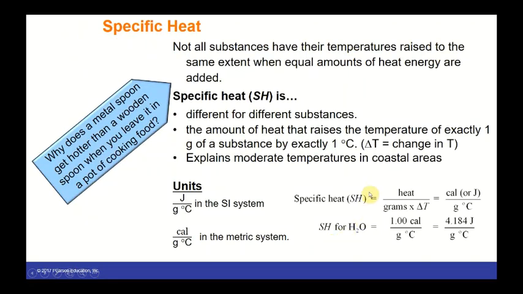We can use the energy that is absorbed or lost from a substance to calculate its specific heat. We also can use the specific heat of a substance to determine how much energy is lost or gained when the temperature changes of a substance. So let's think about it. Which one is going to absorb energy faster, a metal spoon or a wooden spoon?